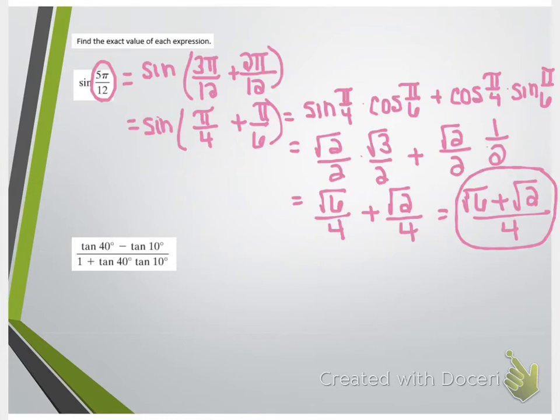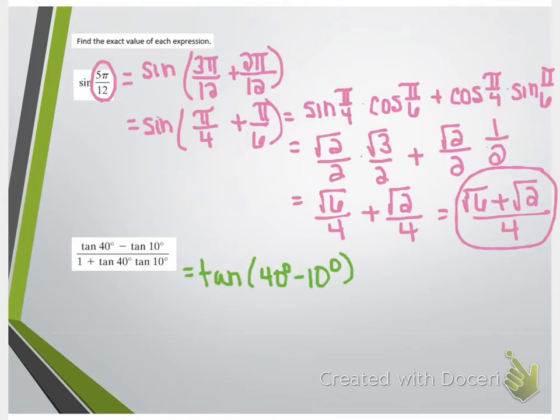So if you remember, you're looking at that numerator. This is actually the difference formula for tangent. So this is the formula that you get for tangent of 40 degrees minus 10 degrees. And did you notice how it switches back and forth in this section from degrees to radians? Pay attention to that, okay?